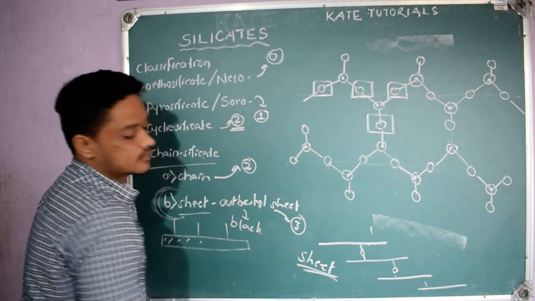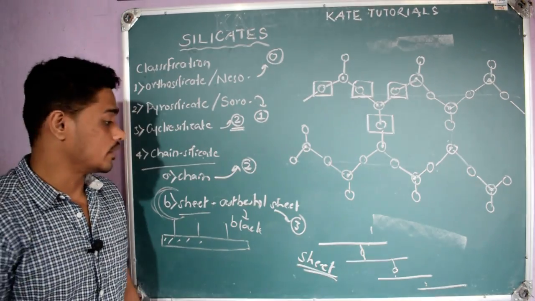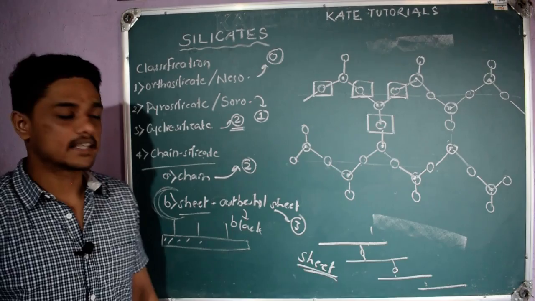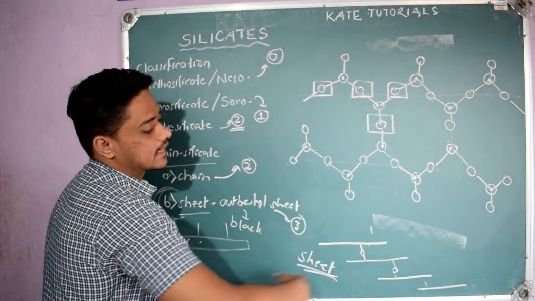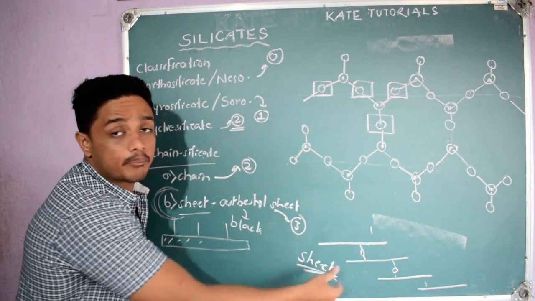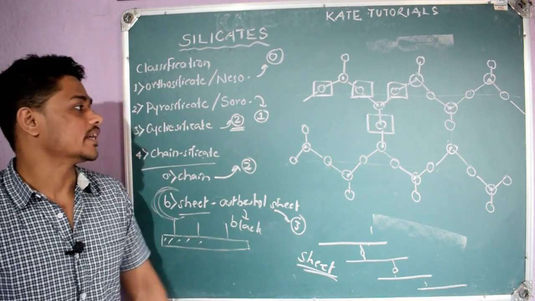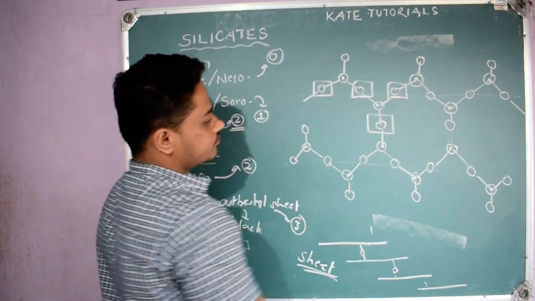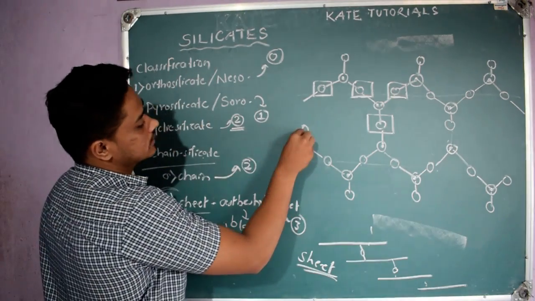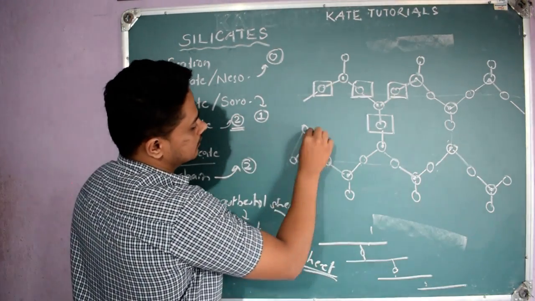So this sheet which we will see in the lab will be very strong and very heavy. Why is that? Because so many chain silicates have combined to form this sheet silicate. So these are very strong and heavy. So this is the structure. Again, what I have told, you just have to combine like this.